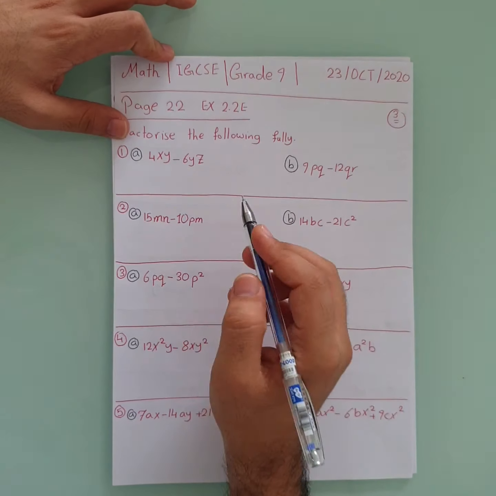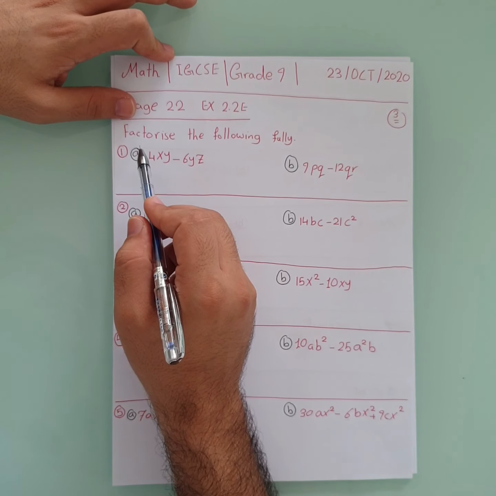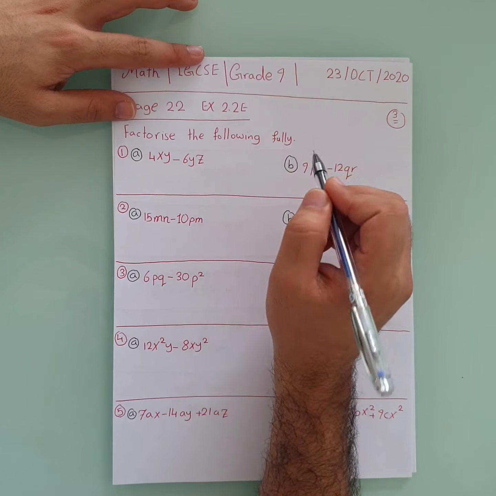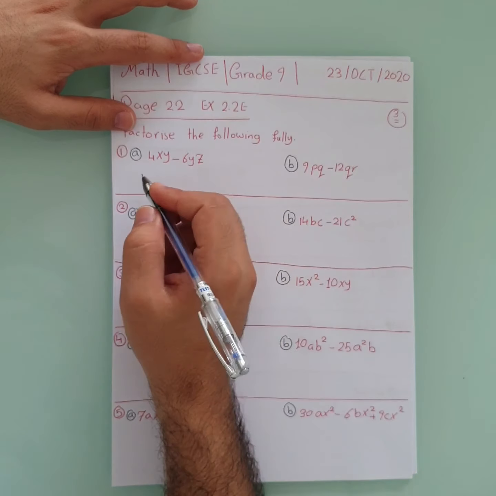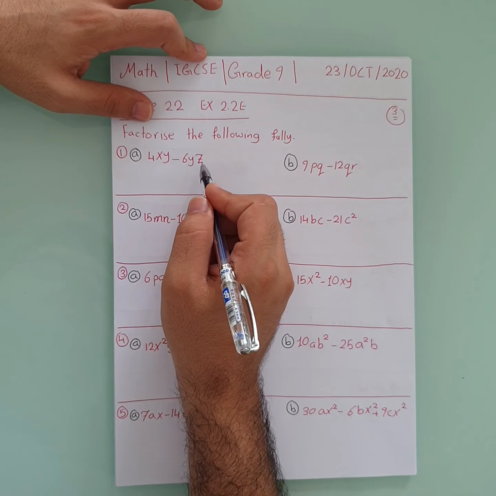Let's go for page 22, exercise 2.2e. The question says, factorize the following fully. When it says fully, that means if there's a number and letter, you need to take both of them. All right, let's check. First question says 4xy minus 6yz.